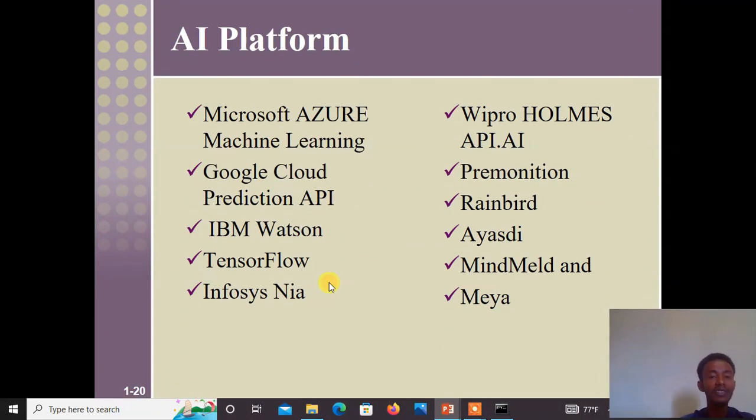The other one is examples of artificial intelligence platforms. If you consider, there are a lot of artificial intelligence platforms. If you consider Microsoft Azure machine learning, it's also an example of artificial intelligence platforms. Also the Google Cloud Predictions API, IBM Watson, TensorFlow. TensorFlow has built-in deep learning models, deep learning algorithms, learning algorithms. Infosni. These are the artificial intelligence platforms.